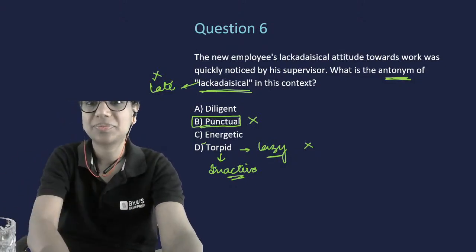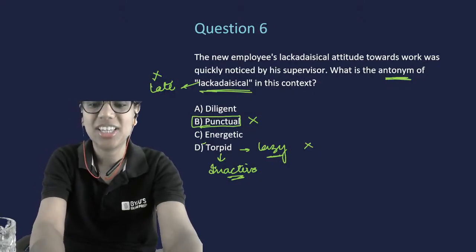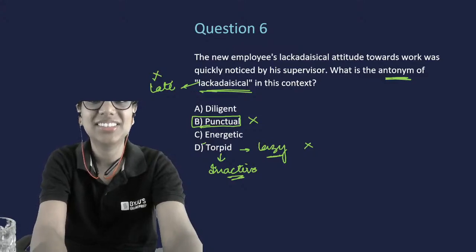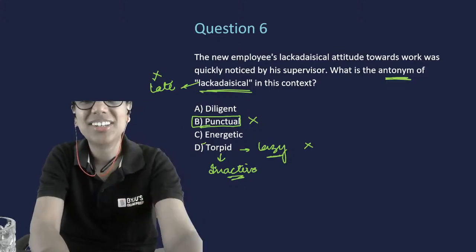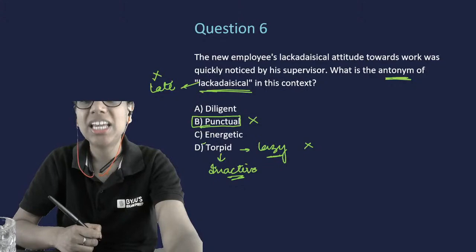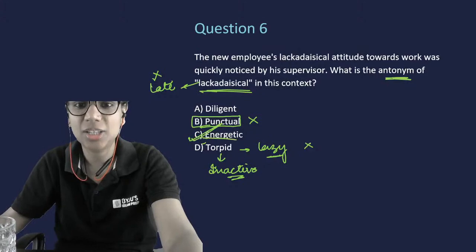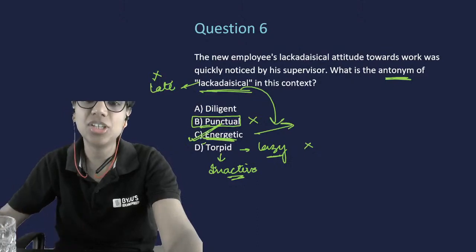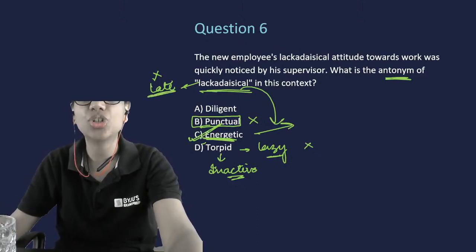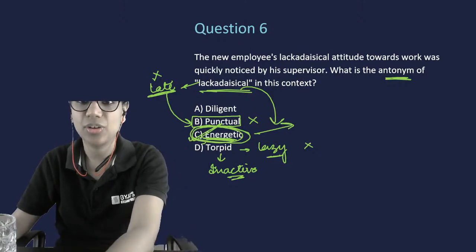A or C? Okay. Sorry, A or C? I'm sorry. A or C? Lackadaisical is lazy. Okay. So what would be the antonym of it? The antonym would be energetic. It would not be diligent. Okay. So the antonym here would be energetic, not A. Lackadaisical does not mean that he or she is coming late to office. No. Okay, so energetic. C. All right.